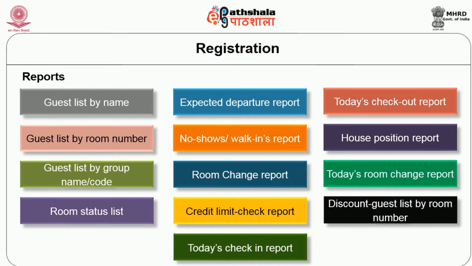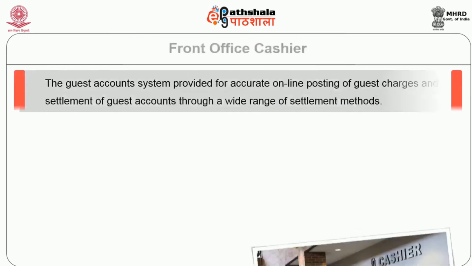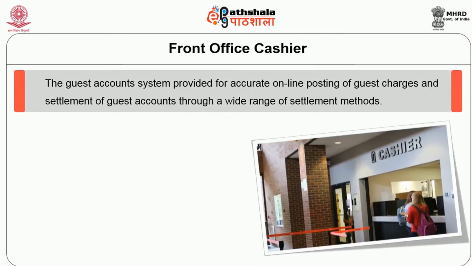Next is the discount guest list by room number. If a particular guest or a particular group has been given any discount, those details are recorded along with their name and room number. Everything is given in this discount guest list by room number report.